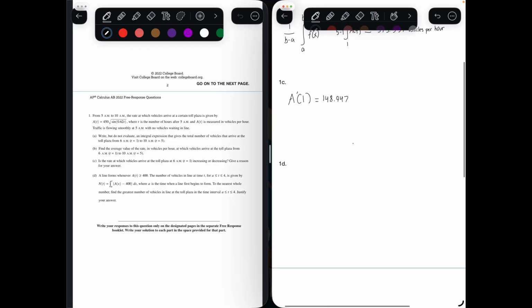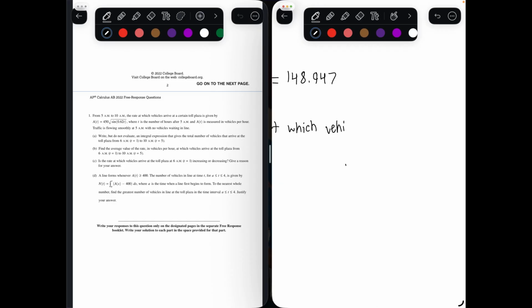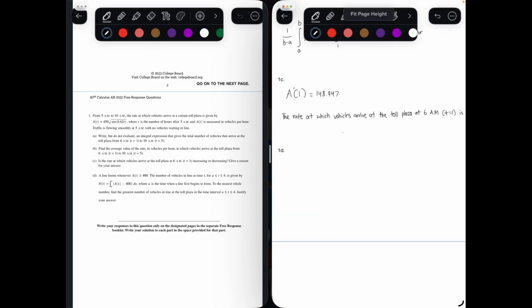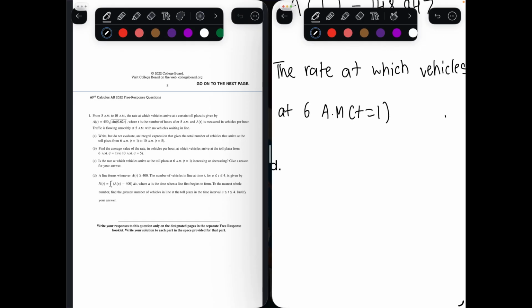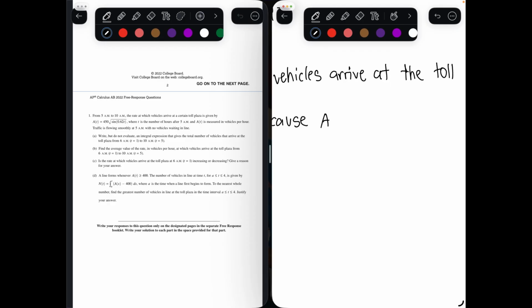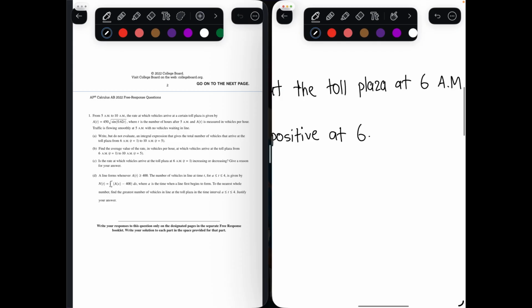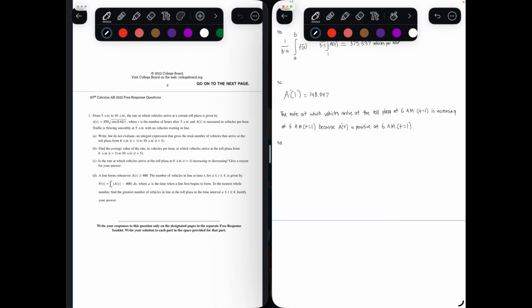So the explanation for this would be: the rate at which vehicles arrive at the toll plaza at 6 a.m. is increasing at 6 a.m., which is just t of 1, because A prime of t is positive at 6 a.m., which is t equals 1. This is all you have to write, and this would get you full points.